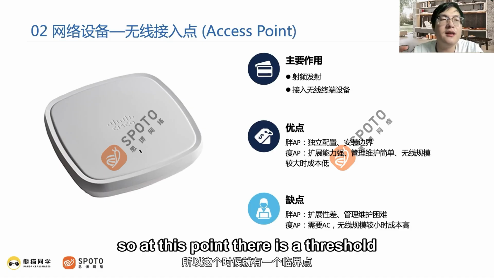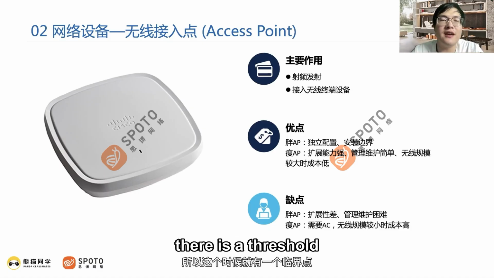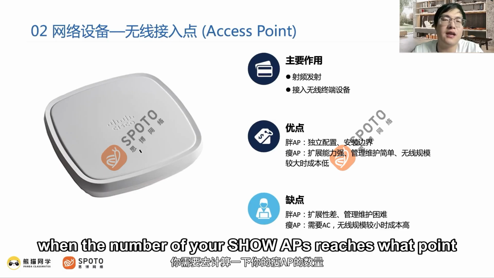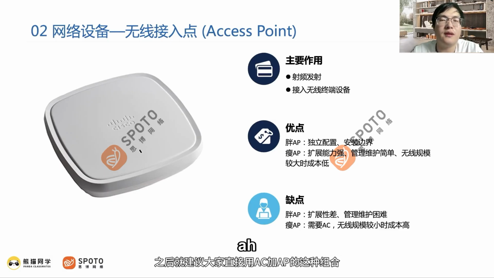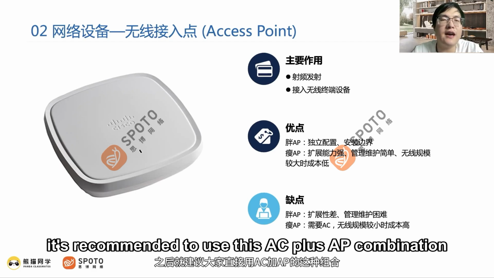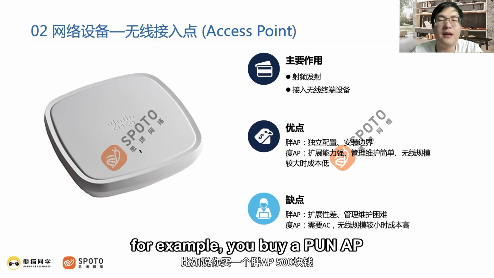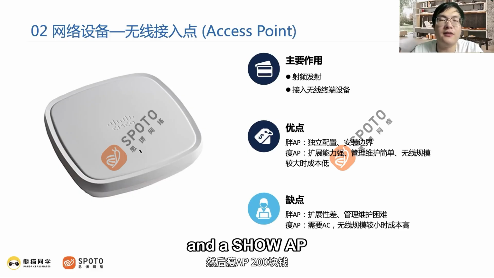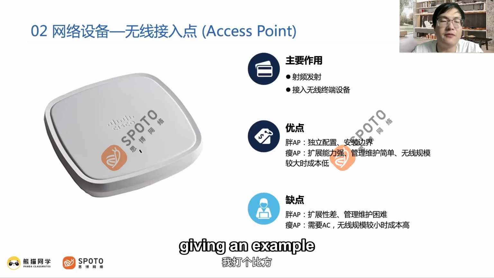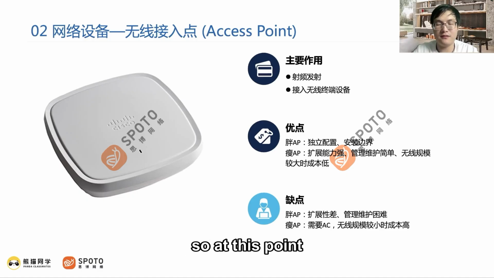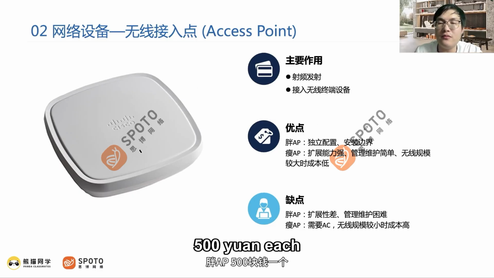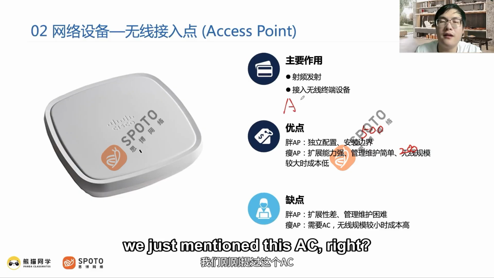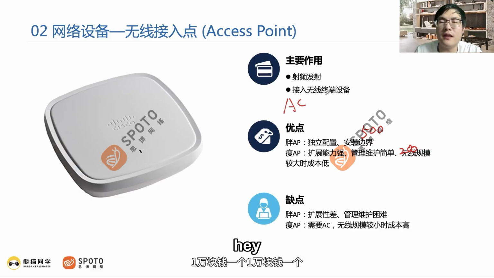So at this point there is a threshold you need to calculate: when the number of your APs reaches what point is it recommended to use the AC plus AP combination? For example, say a FAT AP costs 500 yuan each and a FIT AP costs 200 yuan each, I'm just giving an example. And the AC we just mentioned, let's assume it costs 10,000 yuan. Now let's calculate.